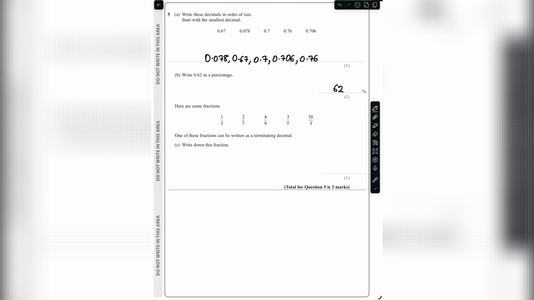In the final part of this question, we are given some fractions and we are told that one of these fractions can be written as a terminating decimal. Write down this fraction. So remember that a terminating decimal is a number with a limited number of digits after the decimal point, meaning that it comes to an end. So if you put all of these fractions into your calculator, you'll notice that 1/3, 2/7, 4/9, and 10/3 have recurring numbers after the decimal point, and 3/5 simply gives you 0.6. So this is our final answer.